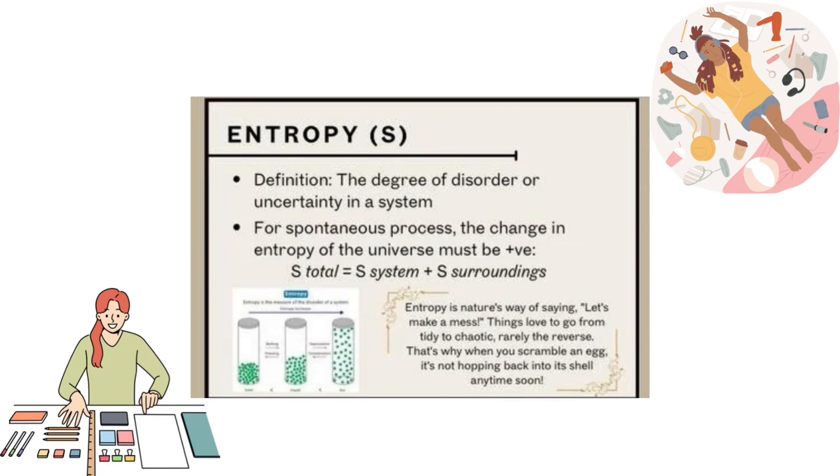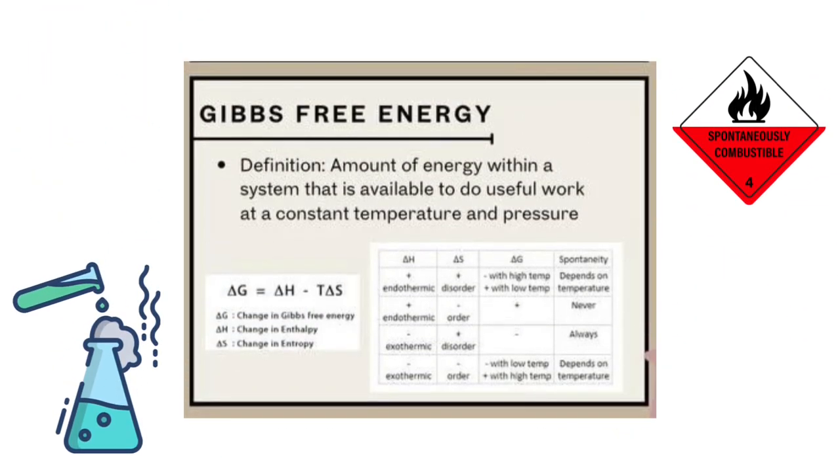Here's an analogy. Imagine scrambling an egg. Once it's mixed, you can't unmix it. That's entropy in action. Now, let us tie everything together with Gibbs free energy. Gibbs free energy tells us the amount of energy in a system that is available to do useful work.